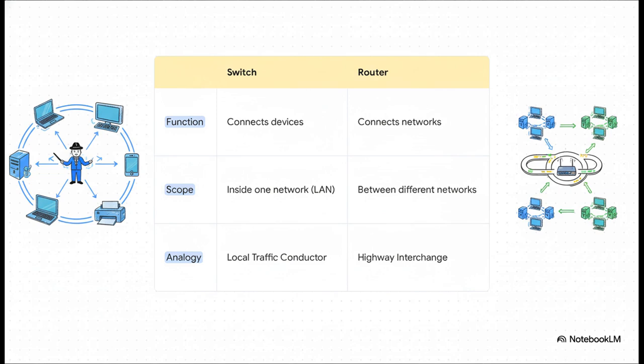And this table just lays it all out perfectly. It really shows you the difference. A switch? It connects devices within a single network. It's our local traffic conductor. A router, on the other hand, connects different networks together. It's the big highway interchange. You need both, but they do very different jobs at very different scales.